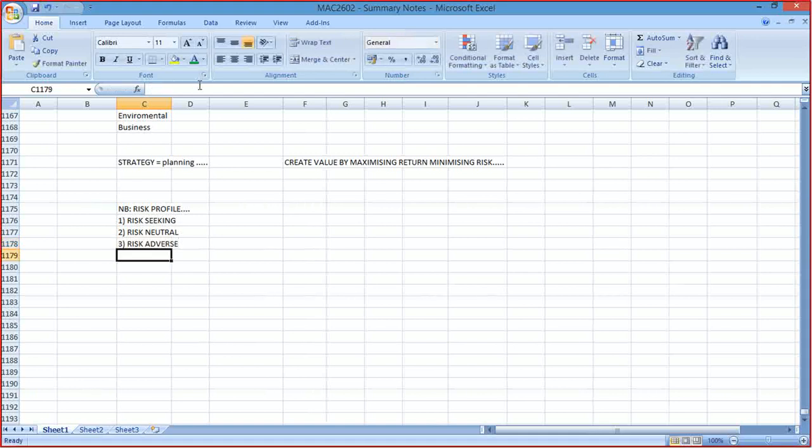Okay, so if we're looking at these three, risk seeking, good or bad idea? Bad idea. Why? Because this is looking at taking risks for the thrill of it. Okay, so that's looking at being reckless. That's not what financial managers should be doing.